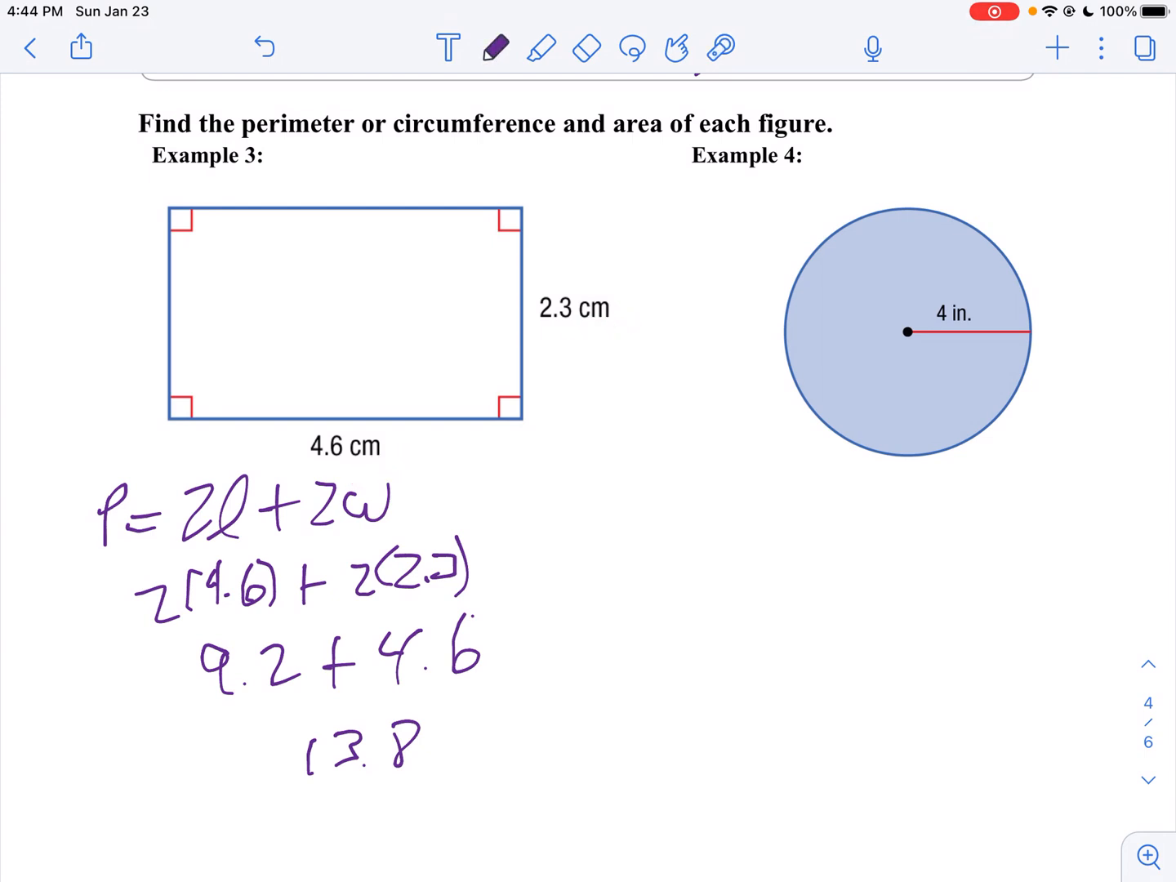Don't forget your units. In geometry, if you don't have the units, it's going to be wrong. Now if I don't give you units, you can't put them in. But if there are units on the problem, I want you to put them in.